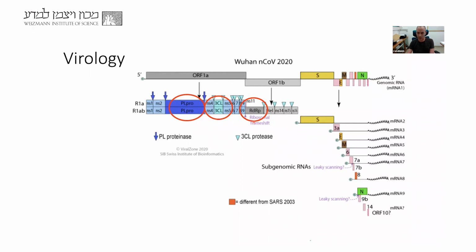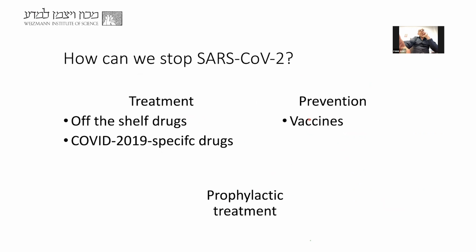And the last one that I want to mention is this S protein. This is the spike. This is the glycoprotein that appears on the surface of the viruses. And this is, of course, a very, very important target for vaccine design and antibodies, and we'll review that in a second. Okay, how can we stop this particular virus?